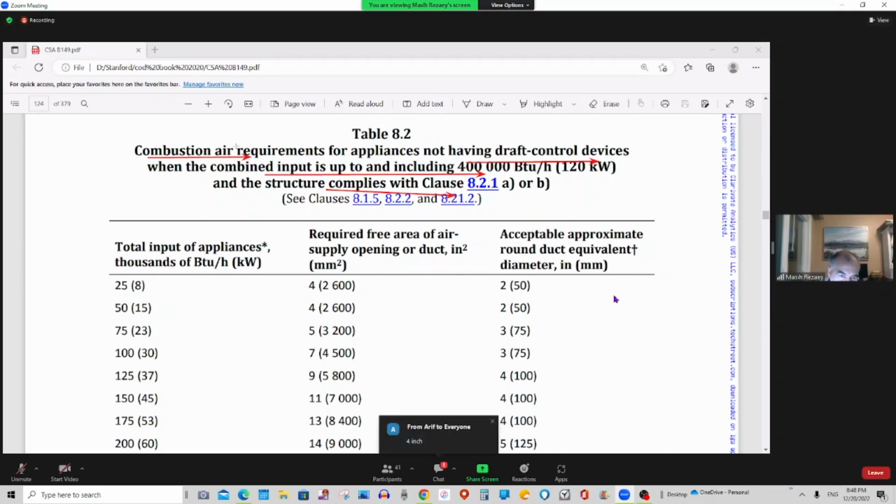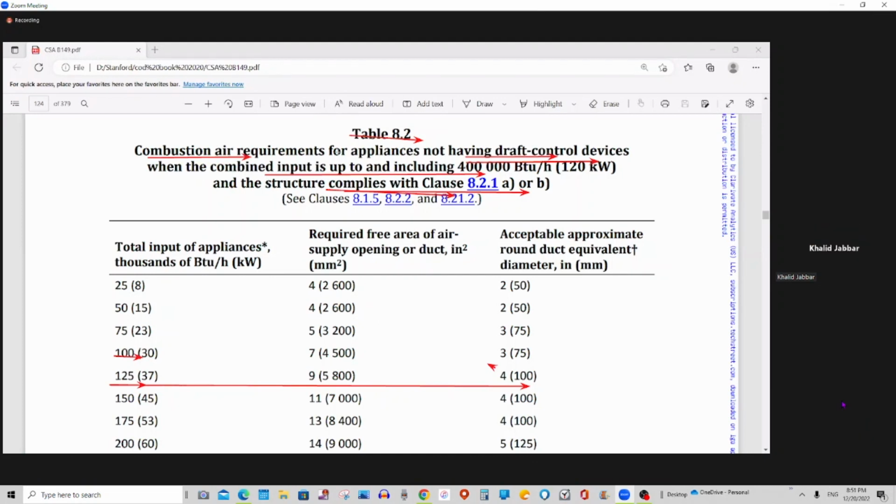So this one, we say 120,000 without draft control and complying with 8.2.1. Then we go to table 8.2. We come here, 120, so I have to go to 125. Put my ruler flat on it. It's going to be 9 inch square, equal to 4 inch round. Everybody understand it? Let's go to the next one.